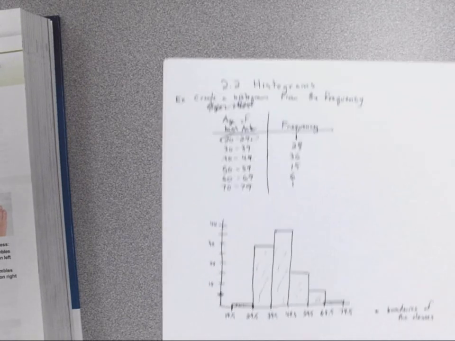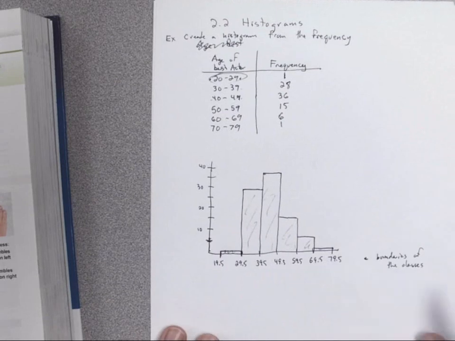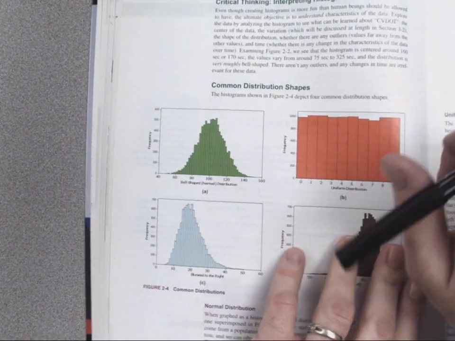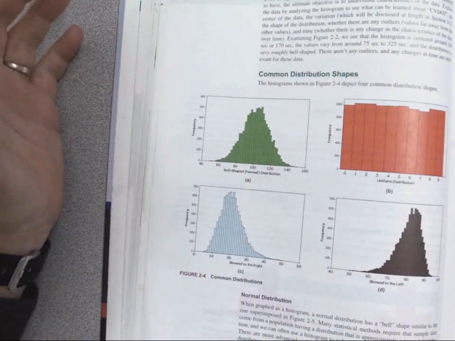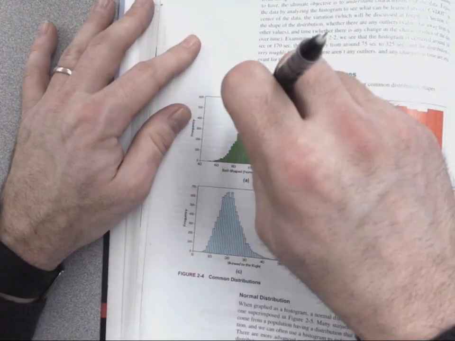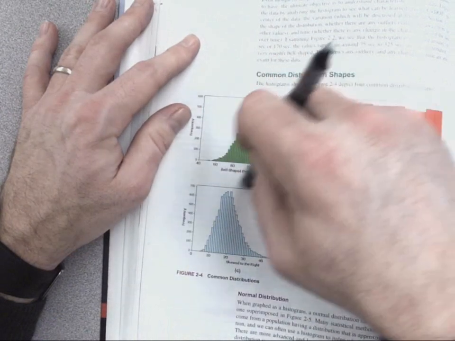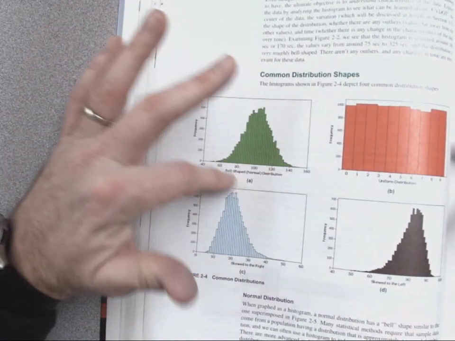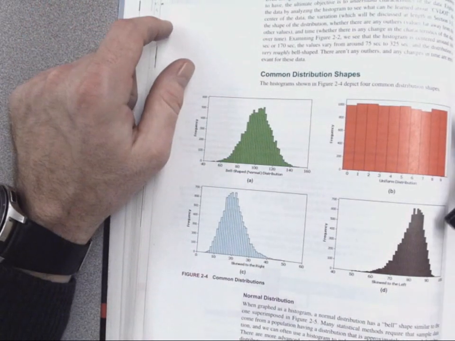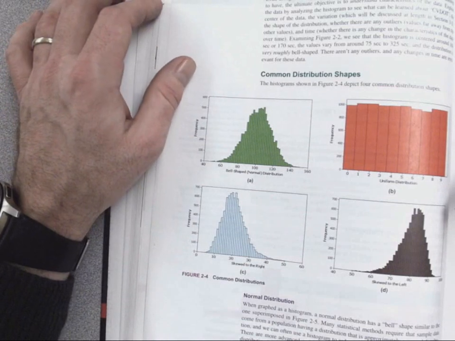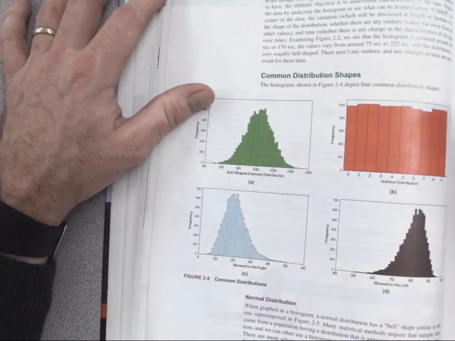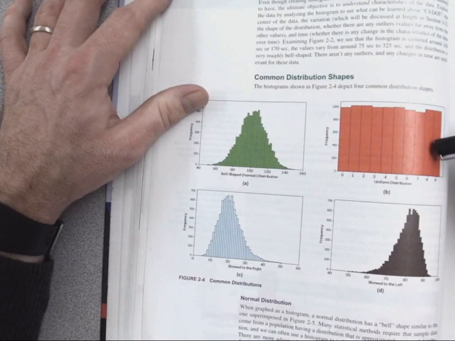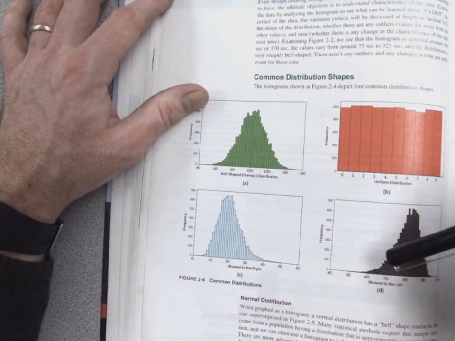Common types of distributions. I'm going to show you some pictures, and we'll go back to this picture in a second. There are 4 different types of distributions that we're going to discuss mainly. We have a bell-shaped distribution, which is a normal distribution. We're going to study this at length in chapters 5, 6, 7, and 8, so we're really going to be on this one a lot. A uniform distribution. You're going to have skewed right, and you're also going to have skewed left.